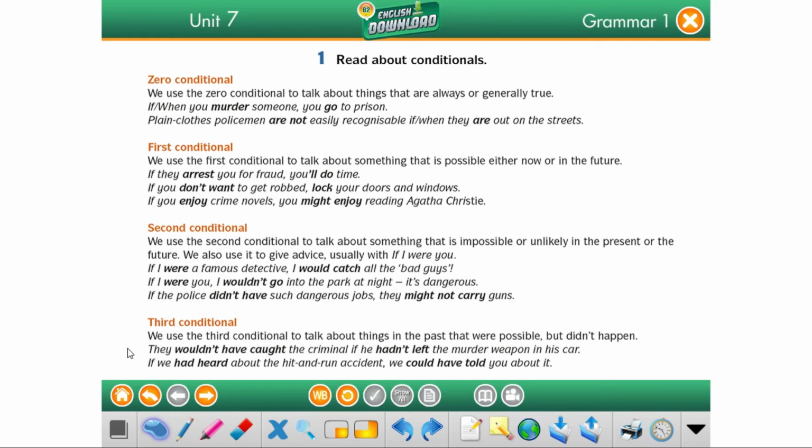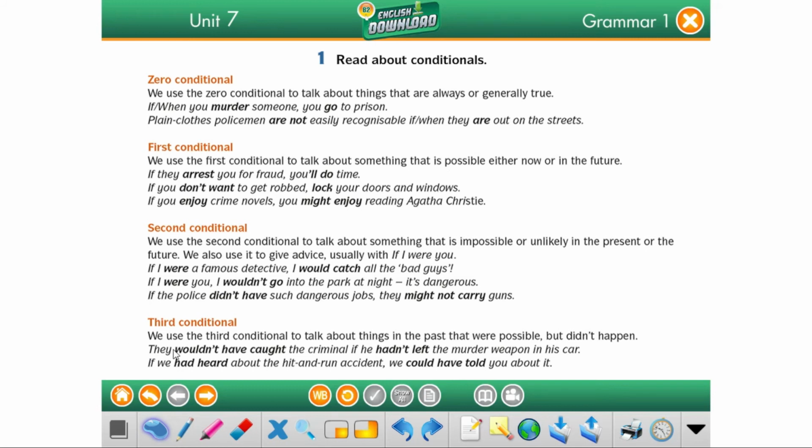The third conditional is easy because we use it to talk about things that happened in the past that were possible. In the case of the third conditional, we use it to talk about things that were possible in the past but didn't happen. For example, this one: they wouldn't have caught the criminal if he hadn't left the murder weapon in his car.